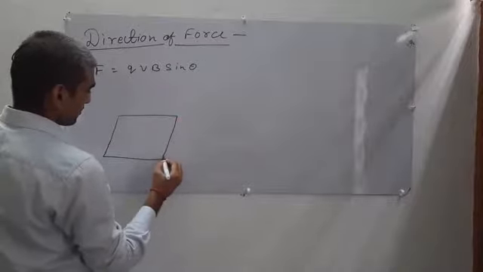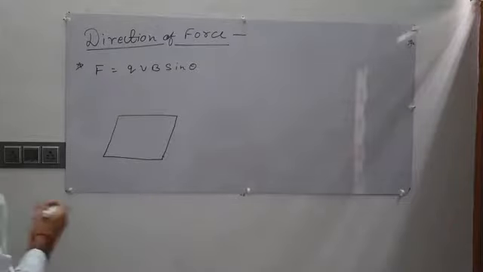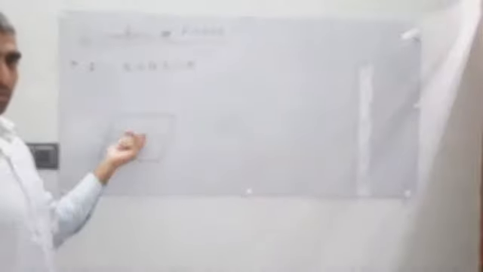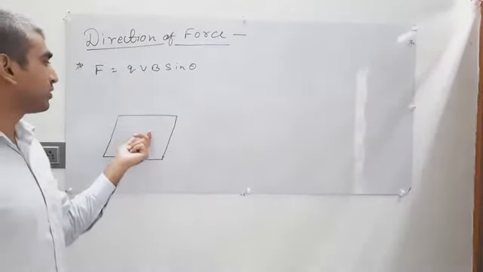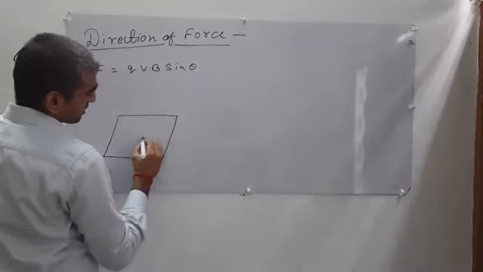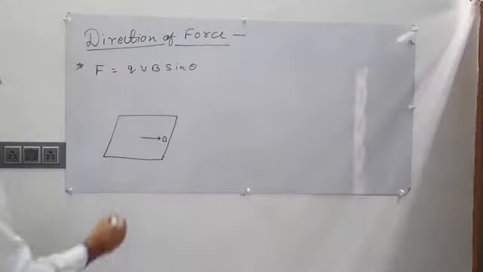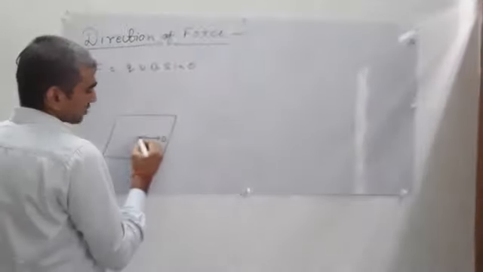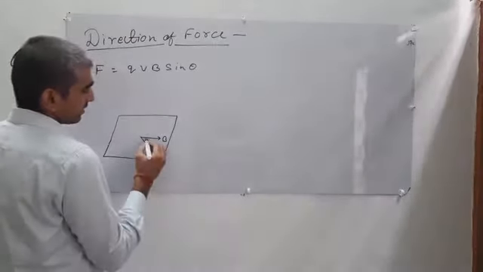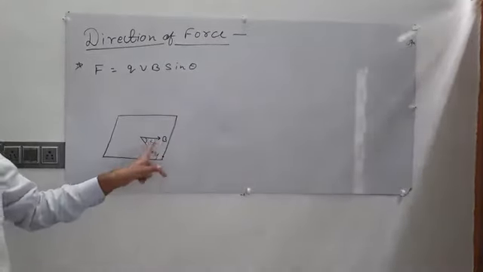in which our magnetic field and velocity are shown, then the force acting on that charge will be perpendicular to that plane. Okay, this is a plane and assume this is the direction of B. Now this is the direction of v, and this is the angle theta between velocity and magnetic field.